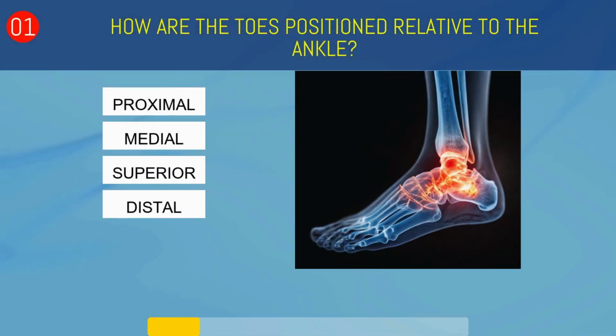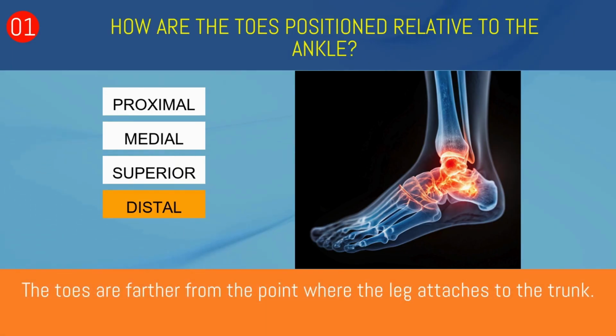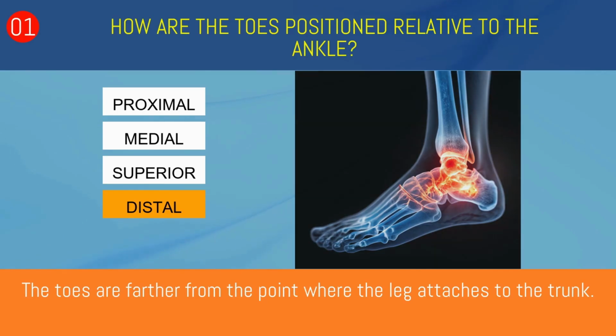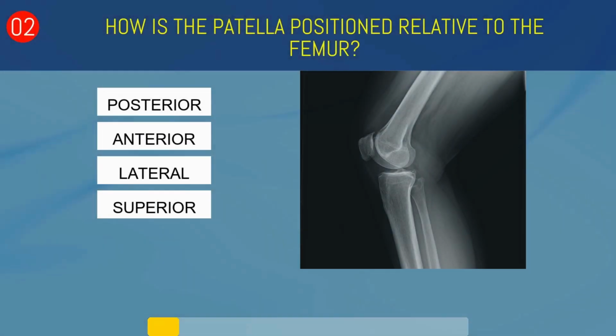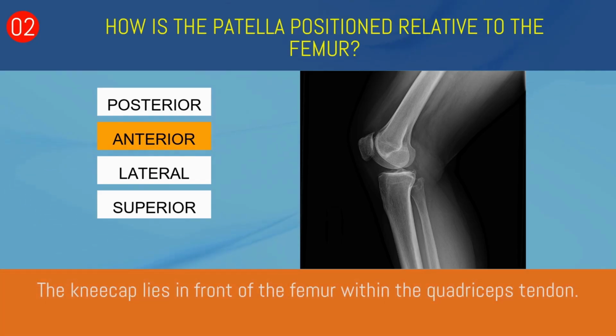How are the toes positioned relative to the ankle? Proximal, medial, superior, or distal? Distal. The toes are farther from the point where the leg attaches to the trunk. How is the patella positioned relative to the femur? Posterior, anterior, lateral, or superior? Anterior. The kneecap lies in front of the femur within the quadriceps tendon.